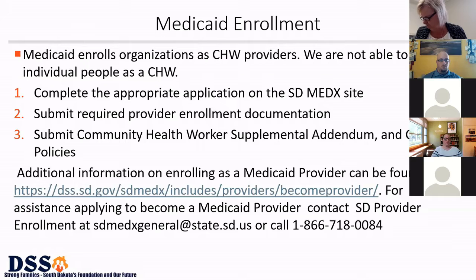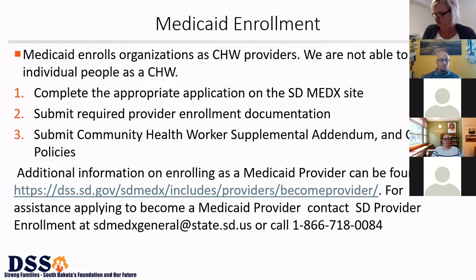So a little bit of information about Medicaid enrollment. Anybody who's interested in becoming a community health worker agency through Medicaid would need to fill out our provider application at the website that's listed on the screen. So all providers have to go through that process. But then there's an additional supplemental addendum for community health workers that would need to be filled out and signed.